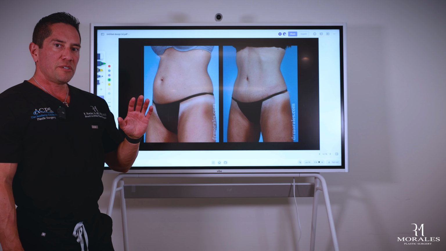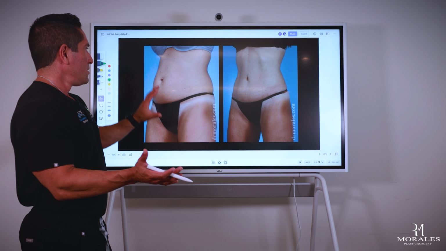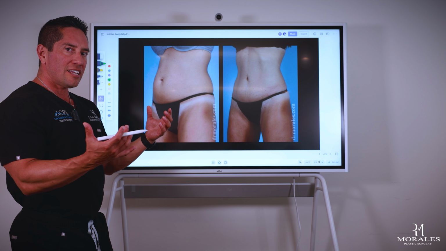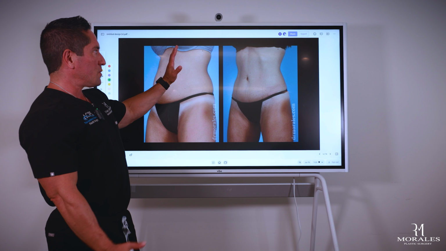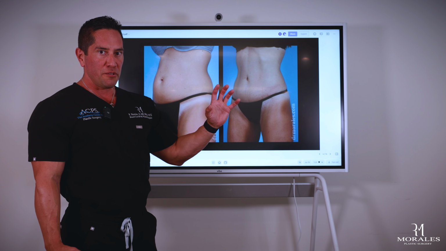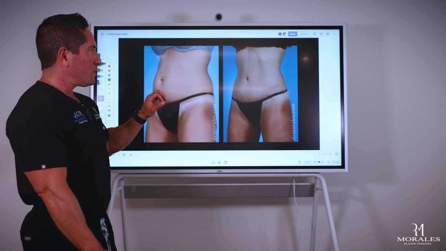Another great example. This is someone who had really just more of a laxity of the abdominal wall. This is the diastasis. Beautiful skin, didn't have a lot of laxity to it. And so when you don't have a lot of skin to take, but I still need to restore the abdominal contour by tightening the muscles up, sometimes if you have the right anatomy, it's called the umbilical float.